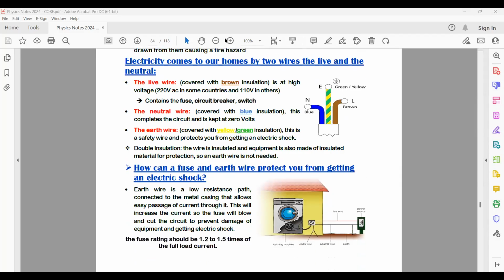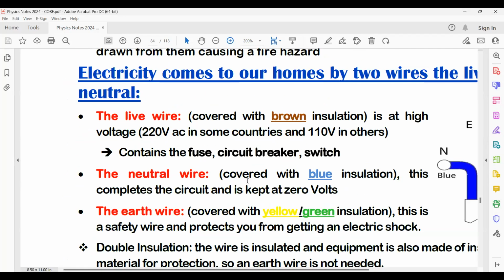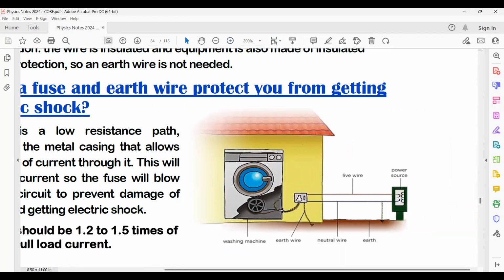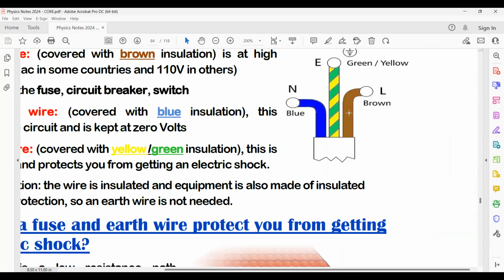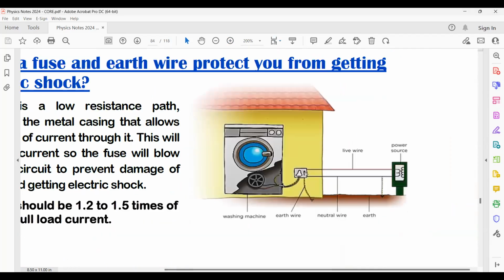Electricity comes to our homes in 3 wires. That's not in Egypt, but it's not important. One wire comes, and assuming this is the power supply from the government, and this is our washing machine at home. The current comes from the government in the live wire, and it's brown, as we see in this diagram. And this wire has all the voltage. All the voltage is in the live wire, because the live wire gets the current from the government.